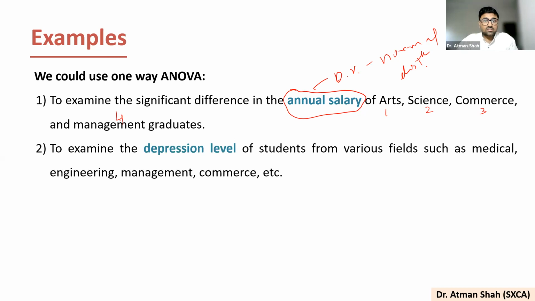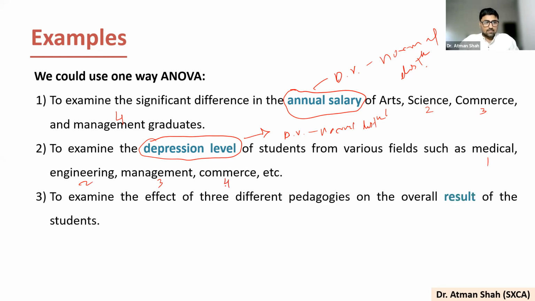Second, to examine the depression level of students from various fields, such as medical, engineering, management, and commerce students. So here depression level is dependent variable, and it must be normally distributed. Then we have 4 groups: medical, engineering, management, and commerce.